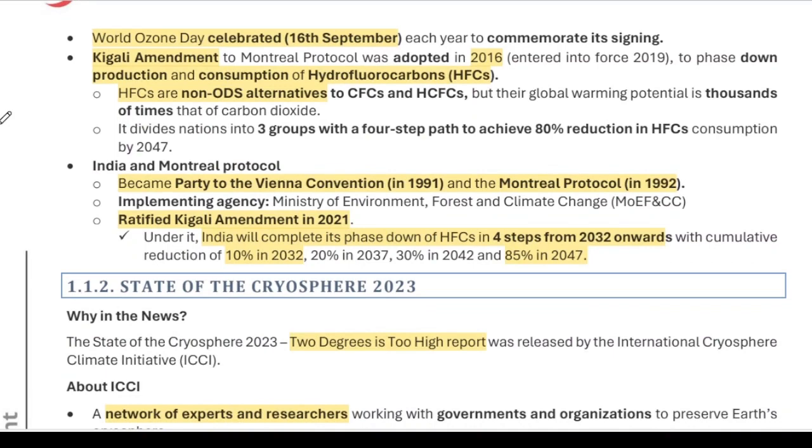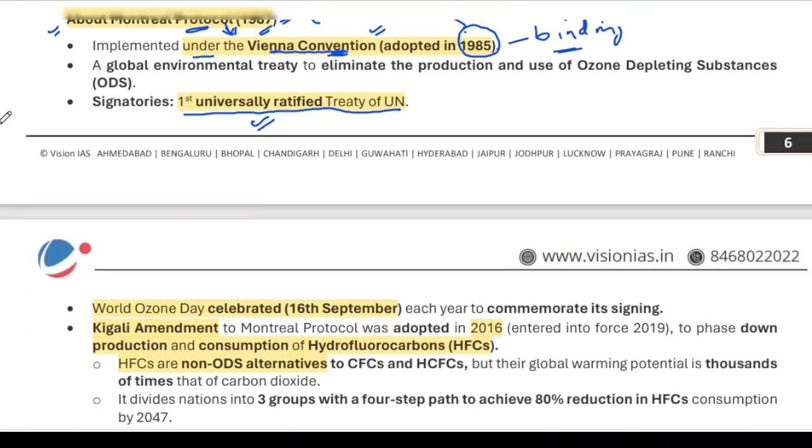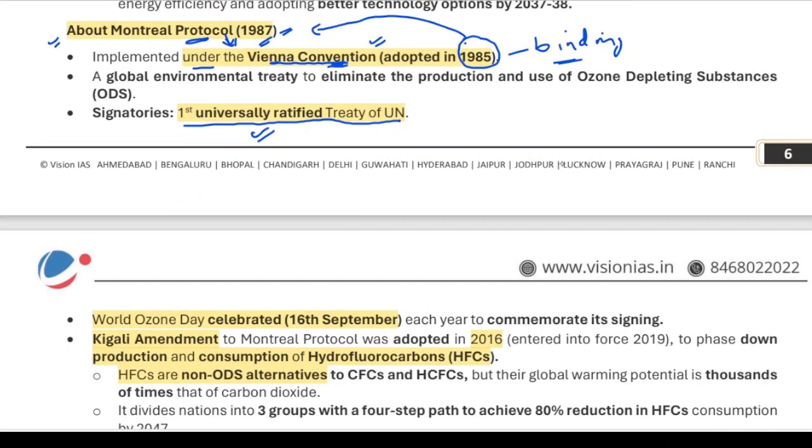Now what is this Montreal Protocol all about? The Montreal Protocol says that the ODS, ozone depleting substances that are being produced by human activity, should be reduced and later phased out. Particular deadlines have been given by the protocol, after which the production and distribution of these ODS will be completely phased out. Okay, this is what the Montreal Protocol is all about.